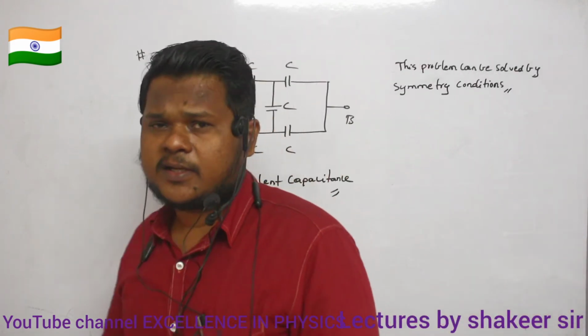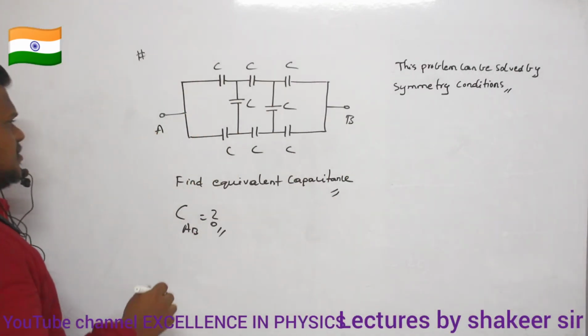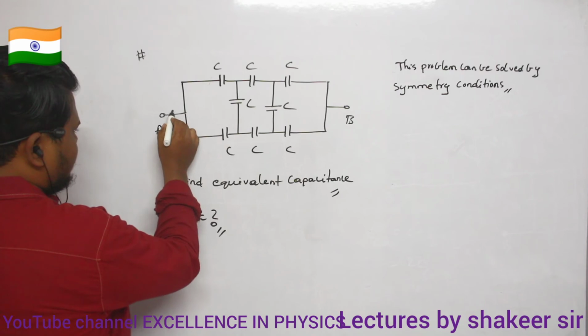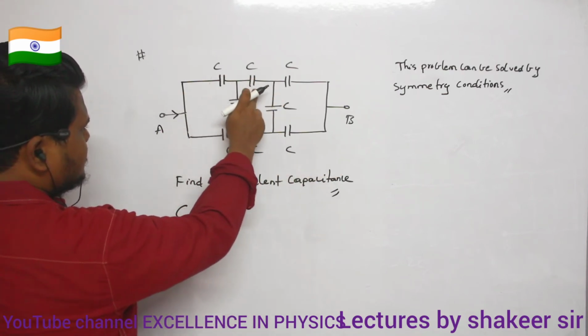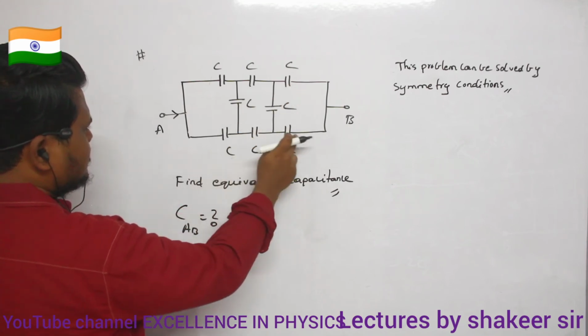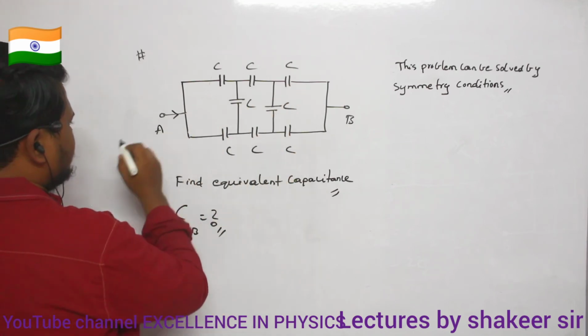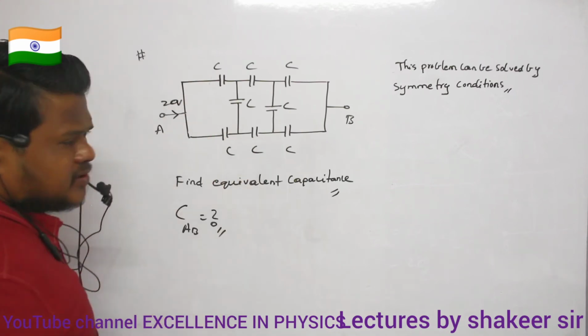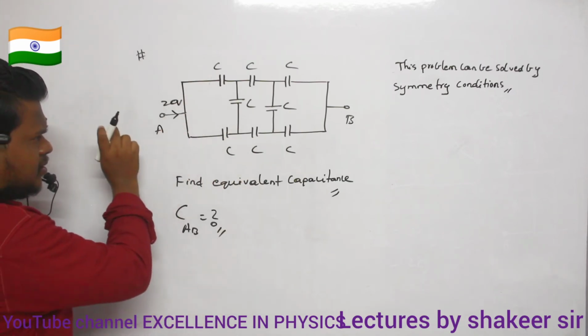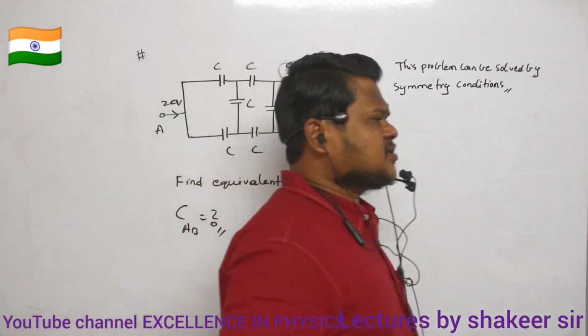What is meant by symmetry conditions? Let us try to understand this one. See, here, for example, all the capacitances are equal, no? This is also C, this is also C, C, C, C, C and C. For example, from here, let 2q amount of charge enter into this circuit. 2q amount of charge is entering into this circuit.